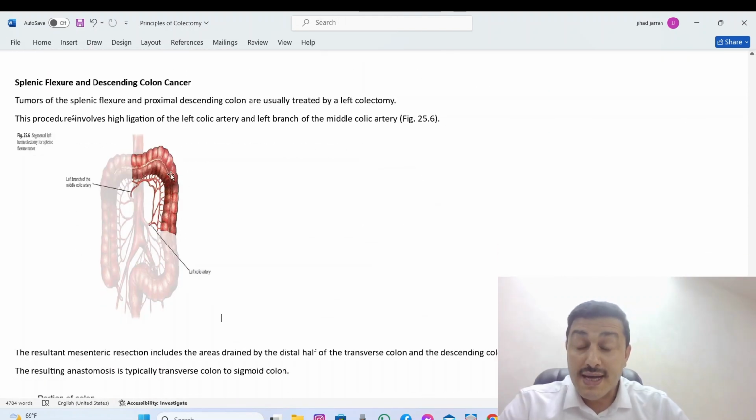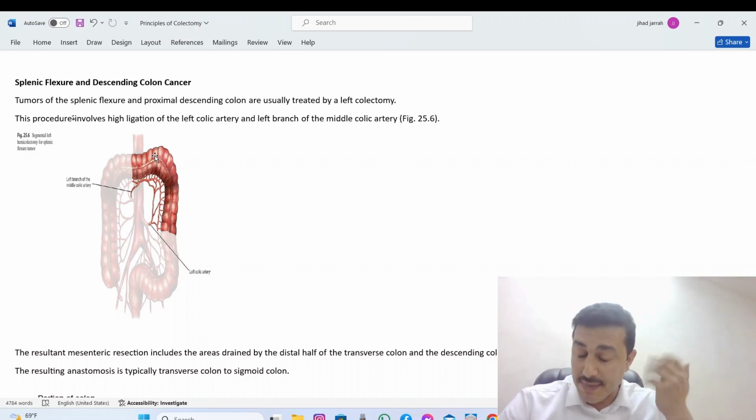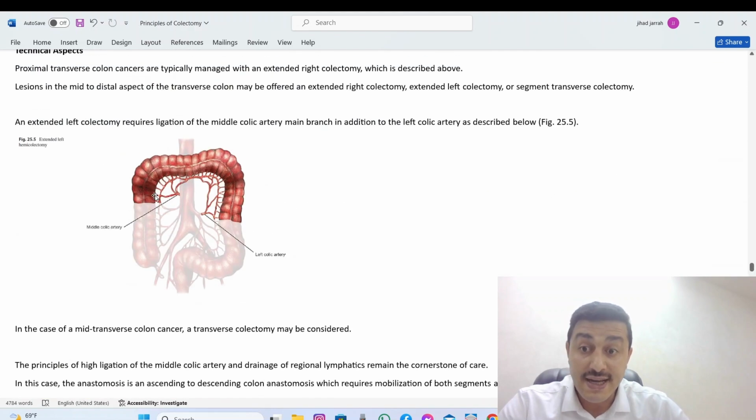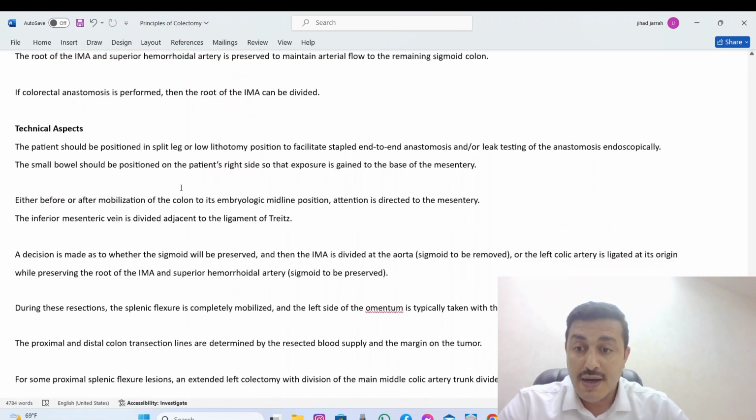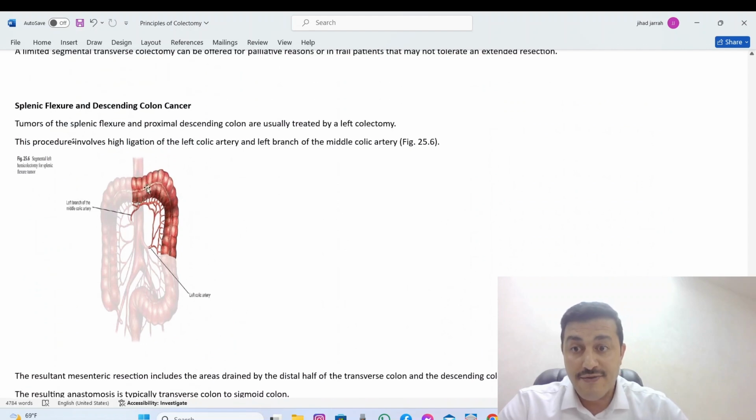Okay. Tumor in the splenic flexure, I have many choices. If the tumor is deviated a little bit toward the transverse colon, what we call a proximal splenic flexure tumor, I proceed to extended left hemicolectomy. This is the extended left hemicolectomy, in which I remove the left colic and the middle colic artery. Okay, what other option do I have? If the lesion is in the splenic flexure or proximal descending colon, I can proceed, as you see in this picture, to what we call the segmental left hemicolectomy.